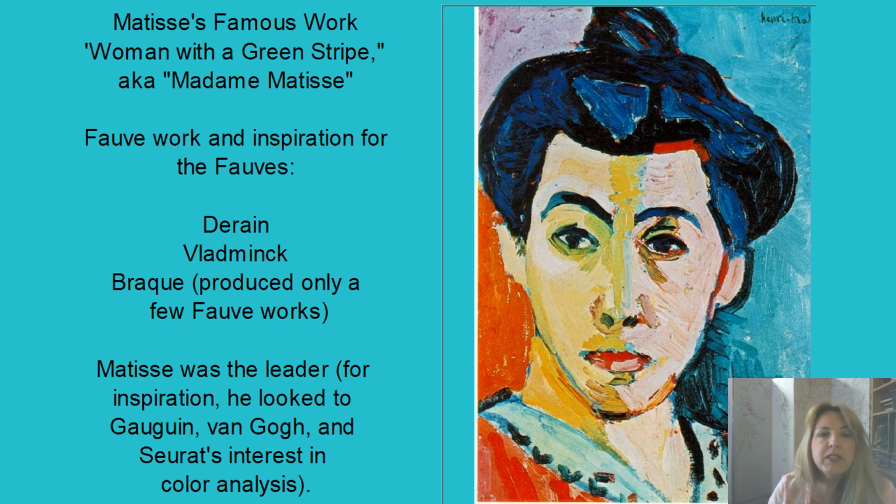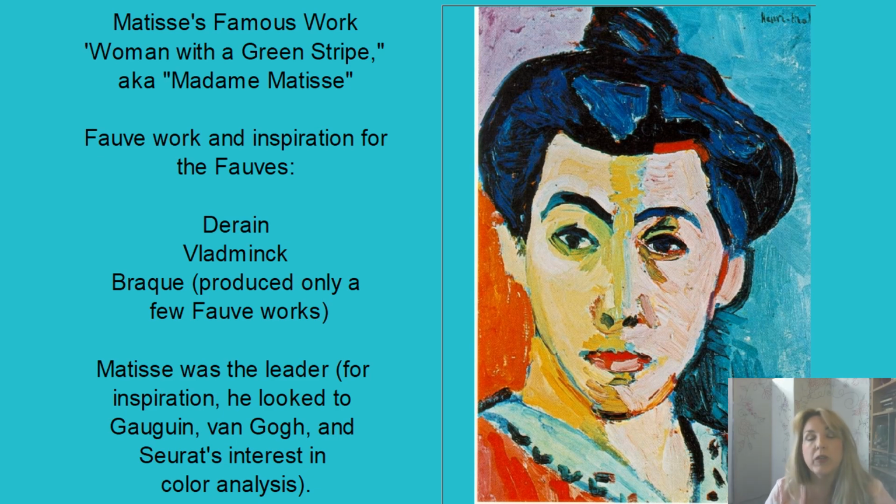This is Henri Matisse's famous work, Woman with a Green Stripe, also known as Madame Matisse. And this is also an example of a fauve work, and very much inspirational to the fauves. Matisse was very much the leader, and for inspiration, you can see the connection to Gauguin, an artist like Van Gogh, and Seurat's interest in color analysis.